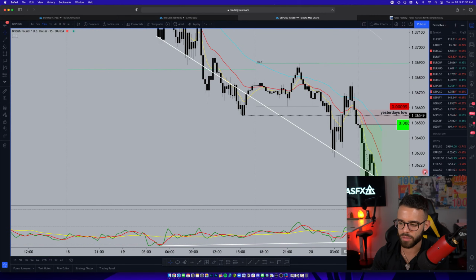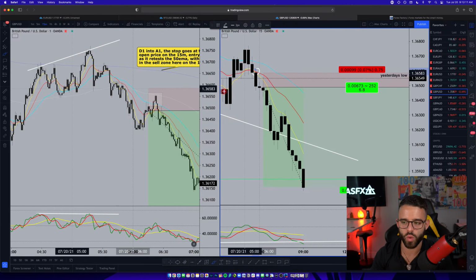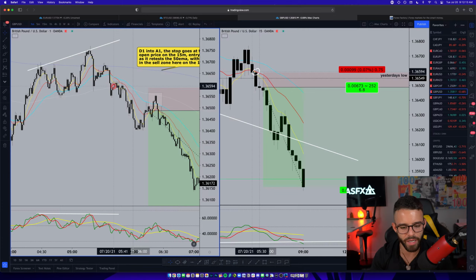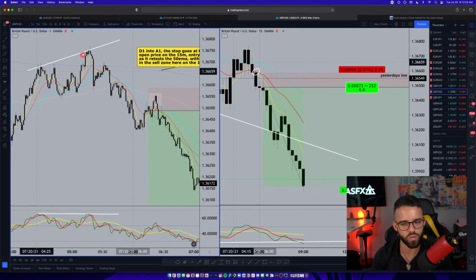So the entry here comes as a D1 into this A1 shift candle on the 15-minute. You're going to use that shift candle right here as your stop loss because we know where the stop should go. So your stop goes at the open price of the shift candle, which is right here off the 21. But if you go to the 1 minute, you've got bearish divergence. If you blow up this RSI, you'll see that that RSI is just slightly falling while price is rising on the 1 minute. So that sets up the bearish divergence.